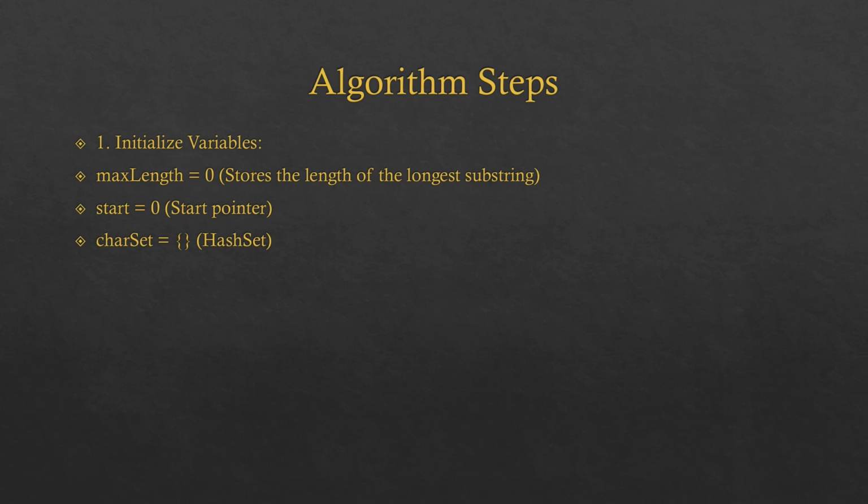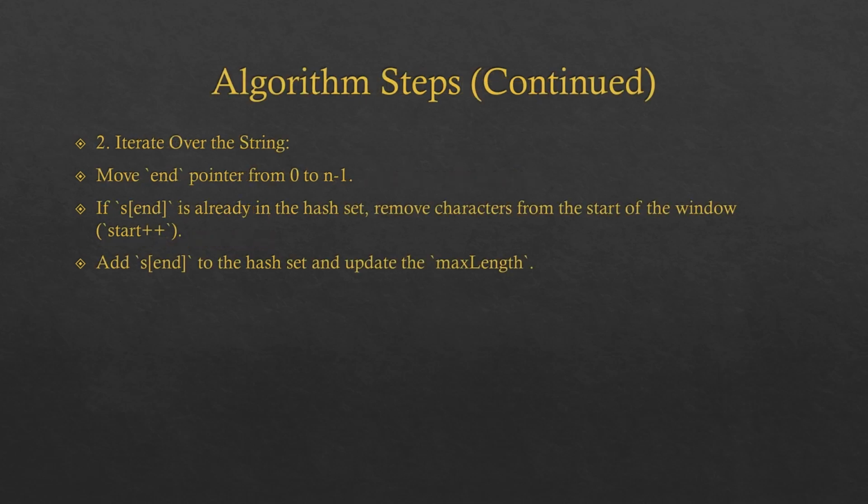Let's break down the algorithm. First, initialize variables: maxLength to track the longest substring length, start to represent the start of the window, and a hash set to store the characters in the window. Next, iterate over the string. For each character at the end pointer, if it's already in the hash set, remove characters from the start pointer until the character is no longer a duplicate. Finally, update the maximum length of the substring.